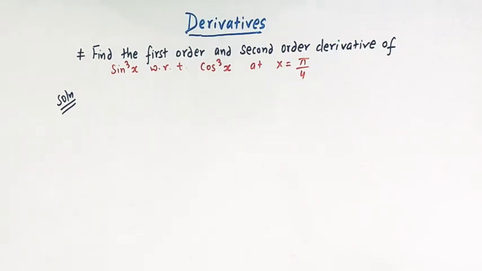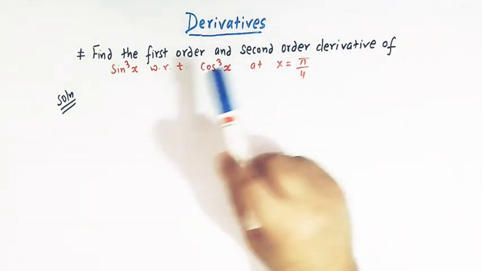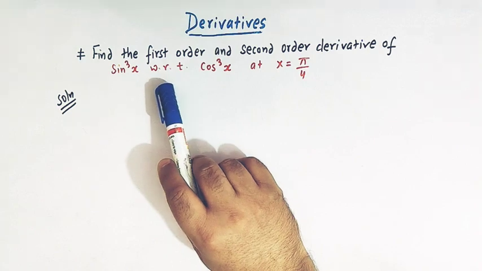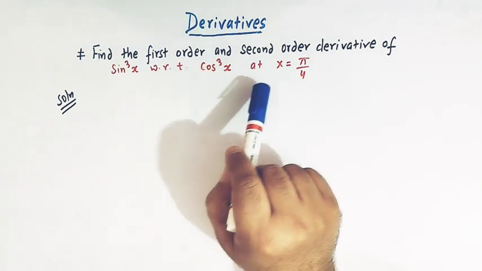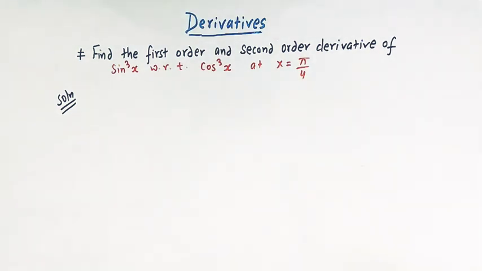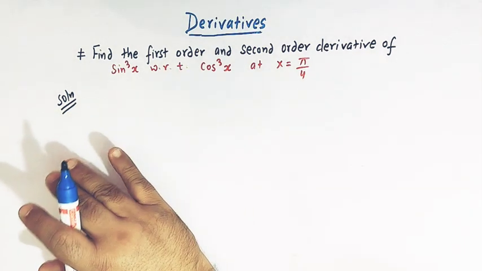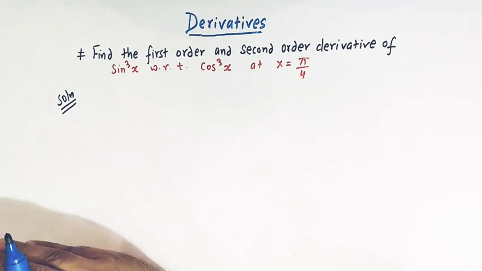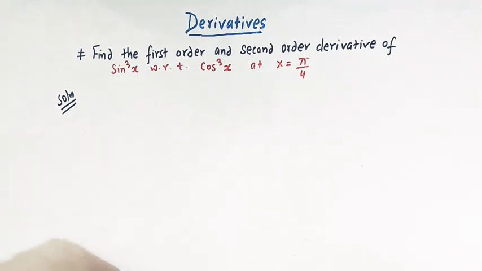Hello viewers, in today's class we are going to discuss one very important problem from derivatives. Here we have to find the first order and the second order derivative of sin³x with respect to cos³x at x = π/4. So here we have the concept of finding the derivative of a function with respect to another function.